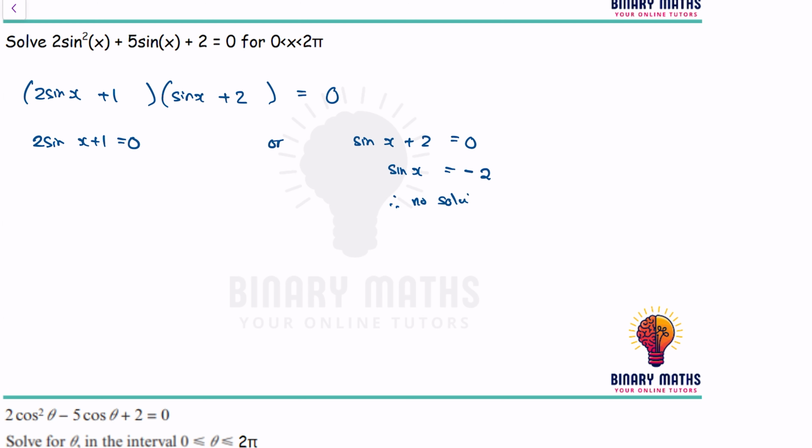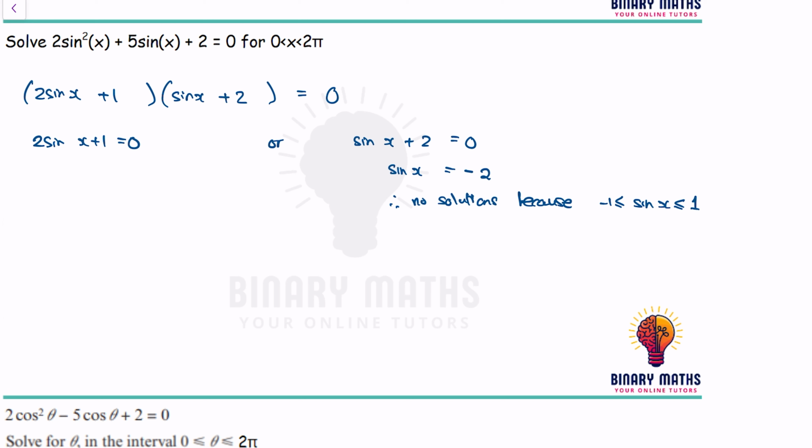So how do I know there are no solutions? Because the range of sine x is from minus 1 to 1. So you don't have a value which gives you a sine of minus 2. So that's not true, okay? So we can't have a solution there.